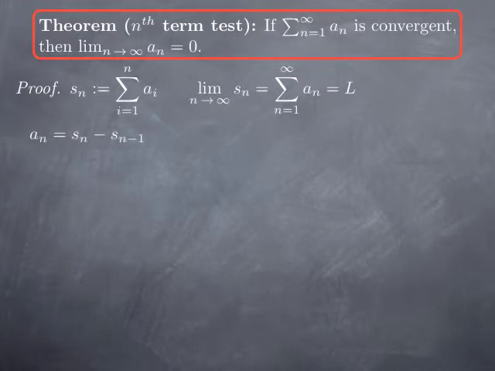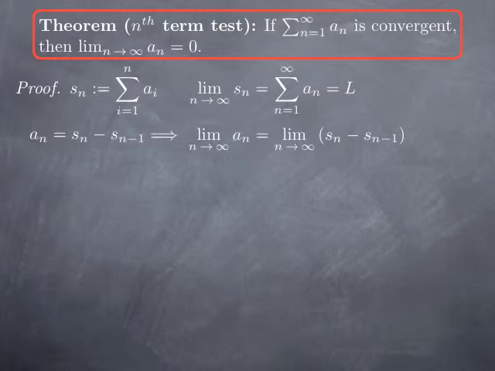Then note that S_n, the sequence of partial sums, is the sum of the first n terms in the sequence a_n. So it's a_1 plus a_2 plus a_3 and so on until a_n. But if I add all the first n terms and I subtract the first n minus 1 terms, then everything cancels out except the nth term a_n. So one way to write a_n is as the difference S_n minus S_(n-1). And therefore, the limit of a_n as n goes to infinity is the limit as n goes to infinity of this difference S_n minus S_(n-1).